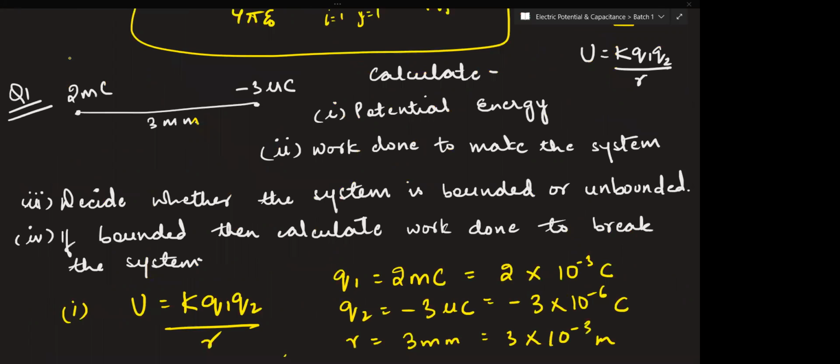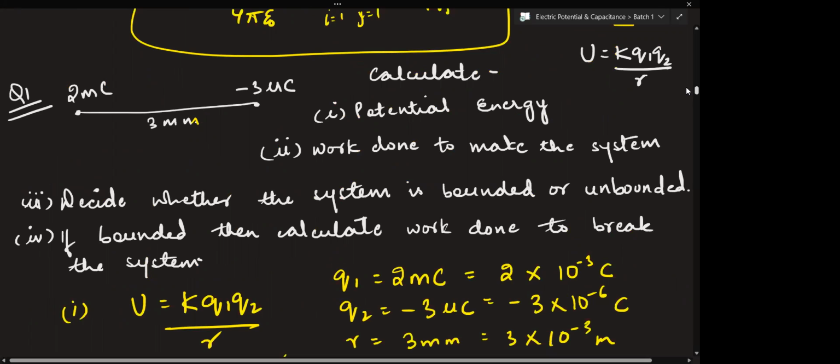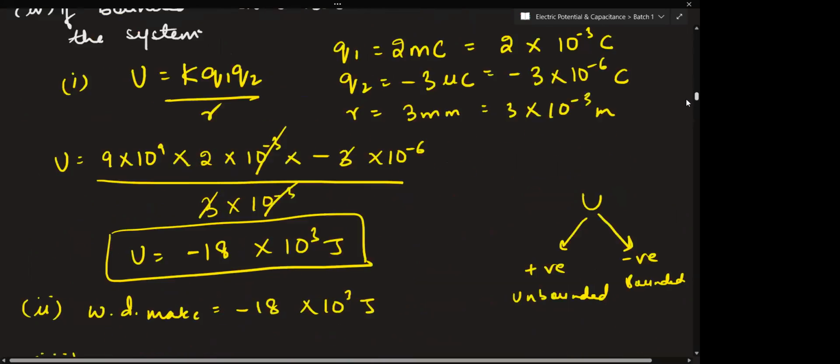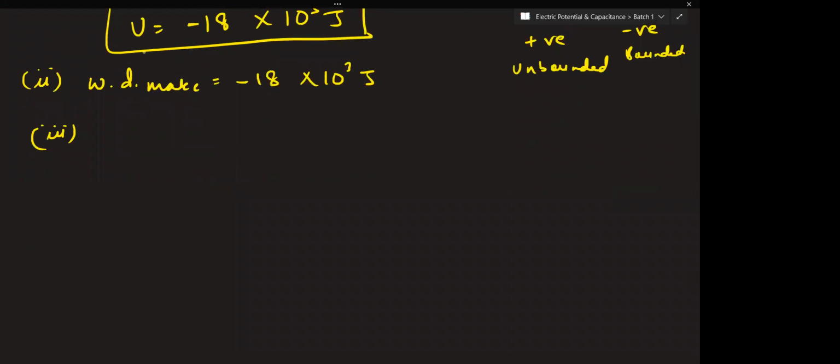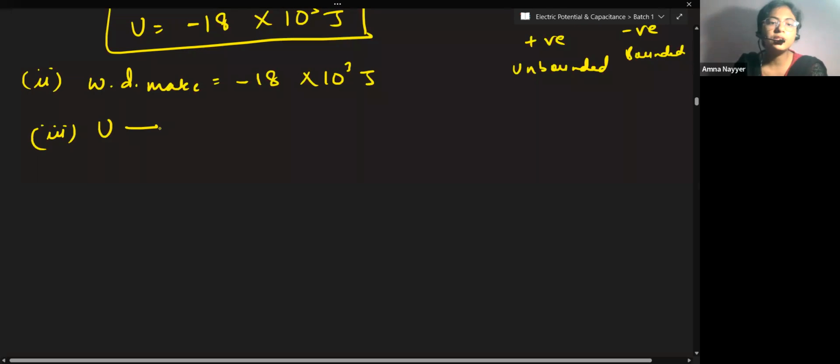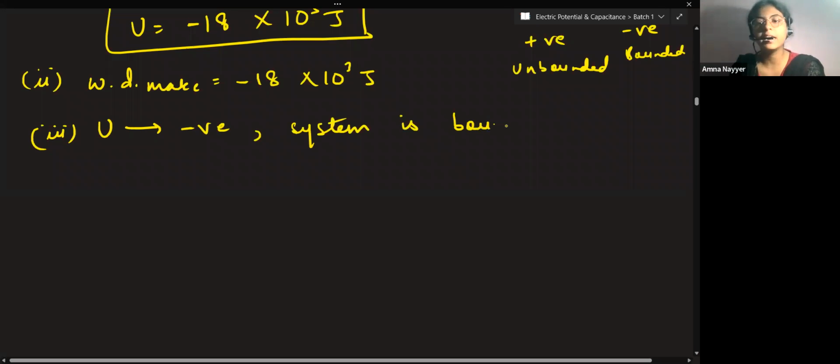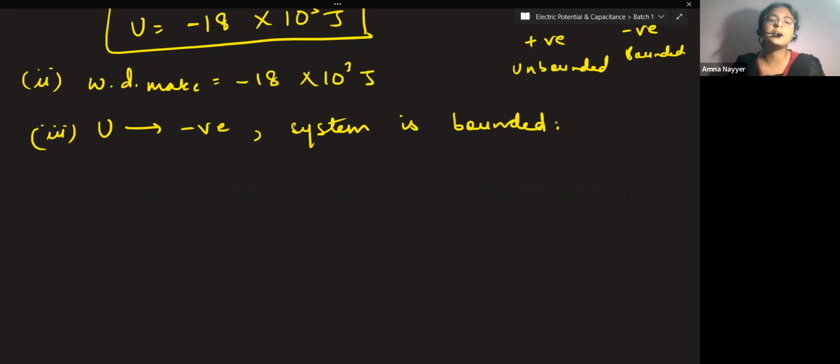Is the system bounded or unbounded? Bounded. The system will be bounded right now. It is asking us to decide whether the system is bounded or unbounded. Since the potential energy is coming out to be negative, it shows that the system is bounded. Negative potential energy shows only this. Bounded means attracted, kept bounded together. That is represented through the negative sign of the potential energy.